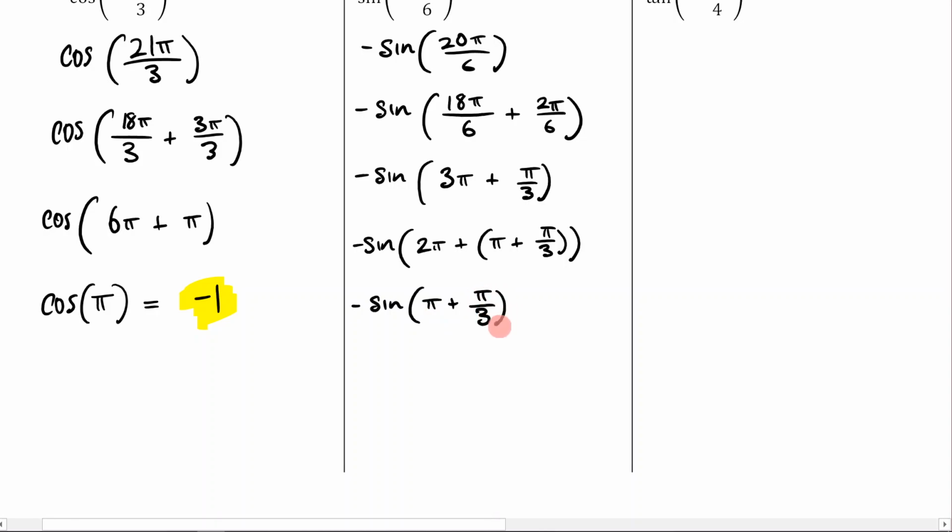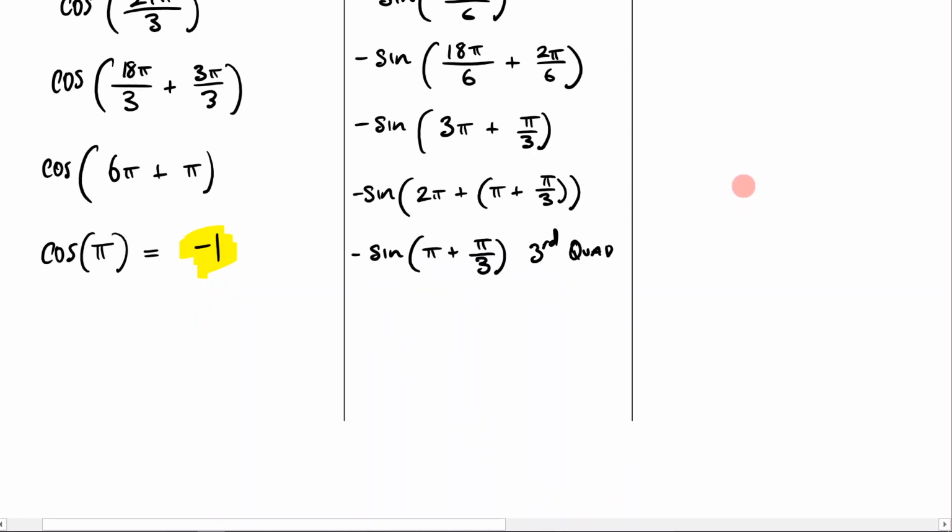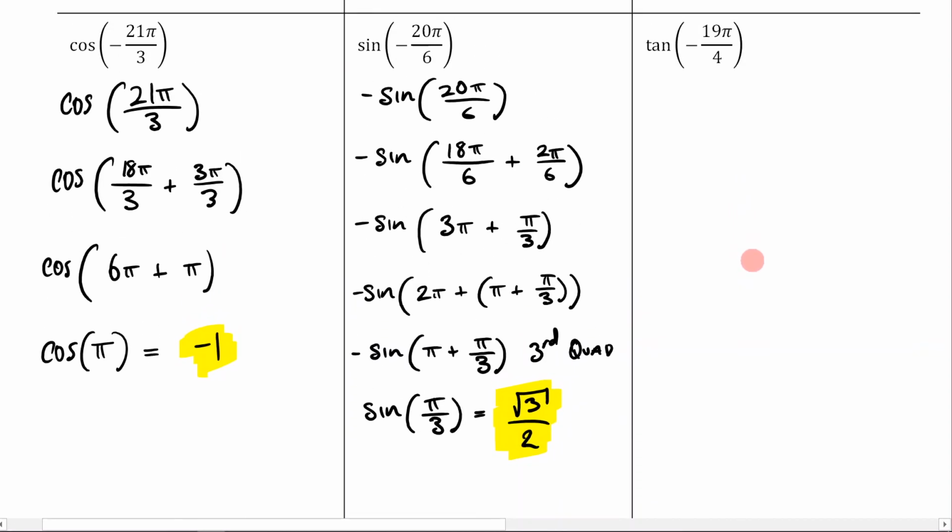Then once I've got that, I know that this is going to be in my third quad. I know that sine is negative in my third quad. So therefore, because there's already a negative there, those two negatives are going to cancel. It's going to be positive sine pi on 3. And then sine pi on 3 is going to be the square root of 3 on 2. Again, if you're not sure how to get that exact value, just use your special triangle.